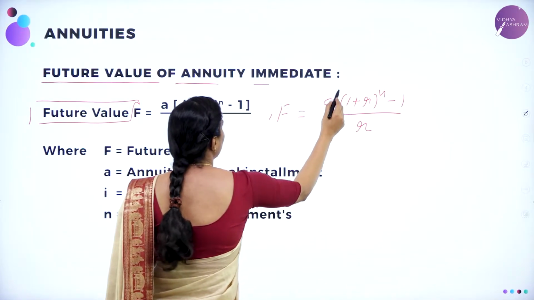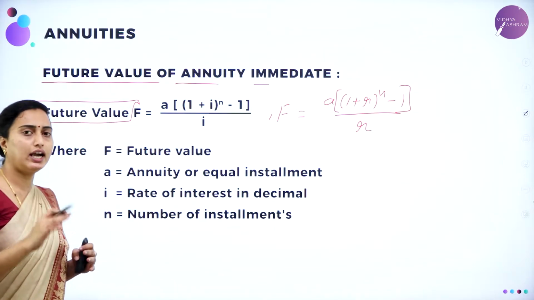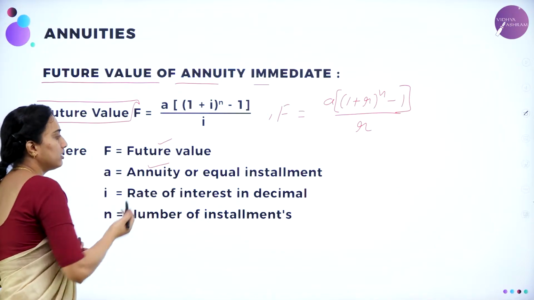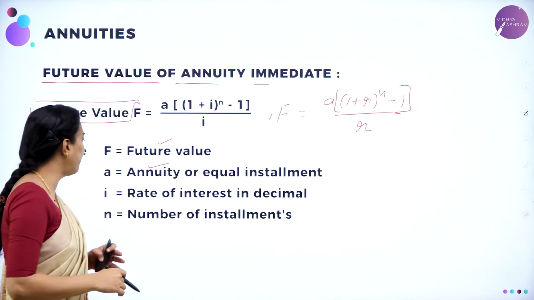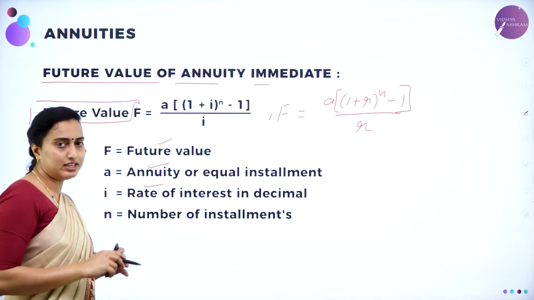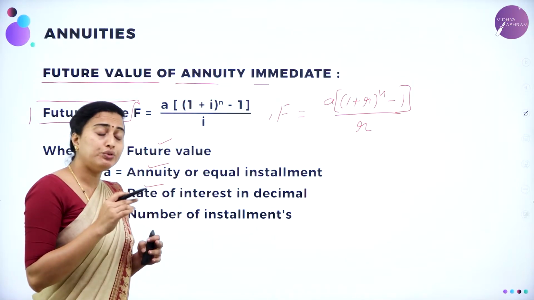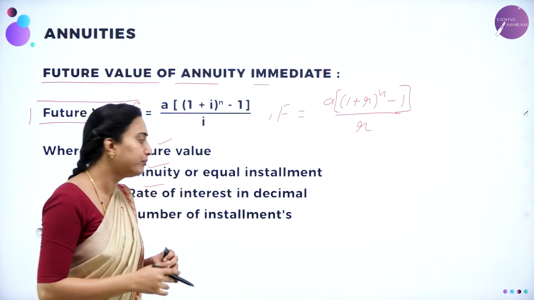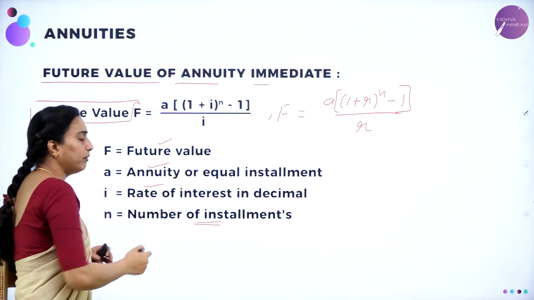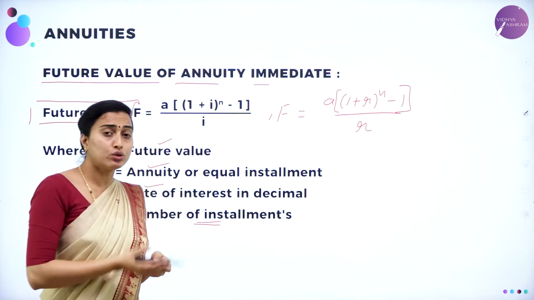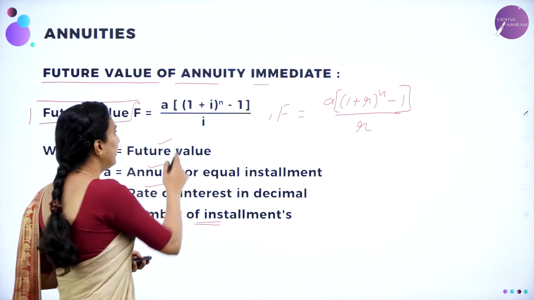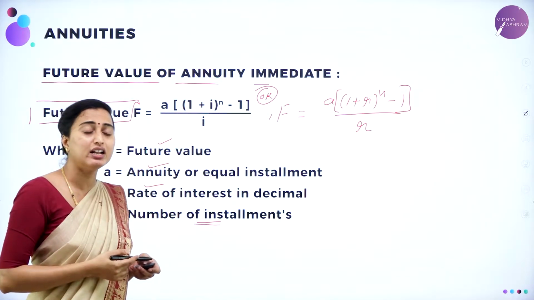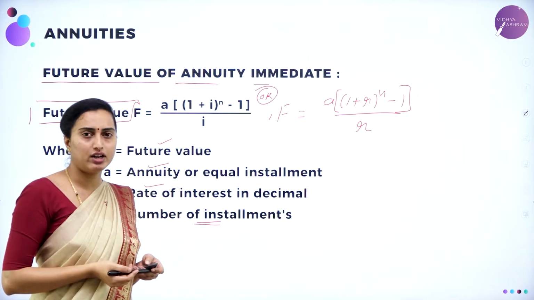You can calculate this by replacing i by r, where F is called the future value, A is known as the annuity or equal installment you pay, and i, or r, is the rate of interest in decimal. If it is given as a percentage, you should convert it to a decimal by dividing by 100. And n is the number of installments you pay. Understood? You can remember either of these formulas, where r is the rate of interest.